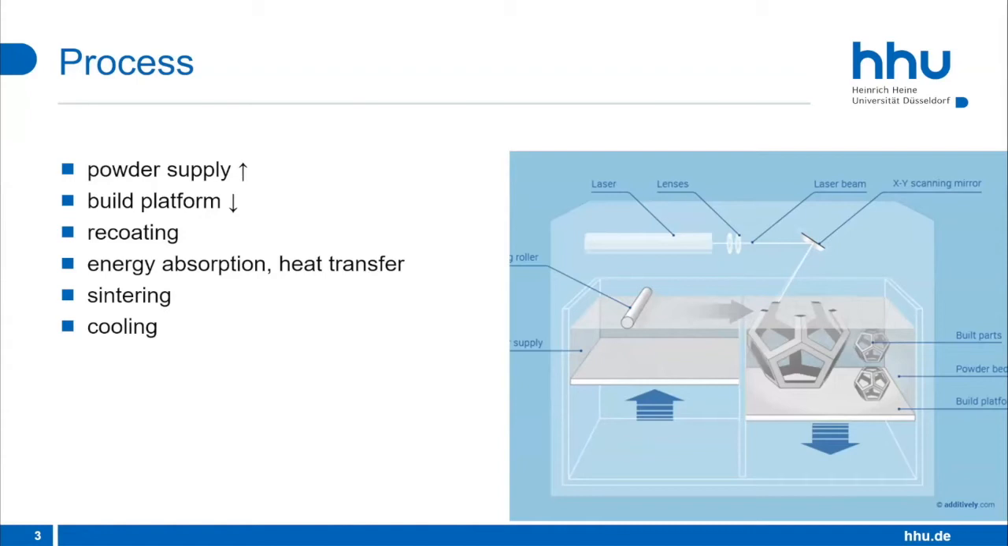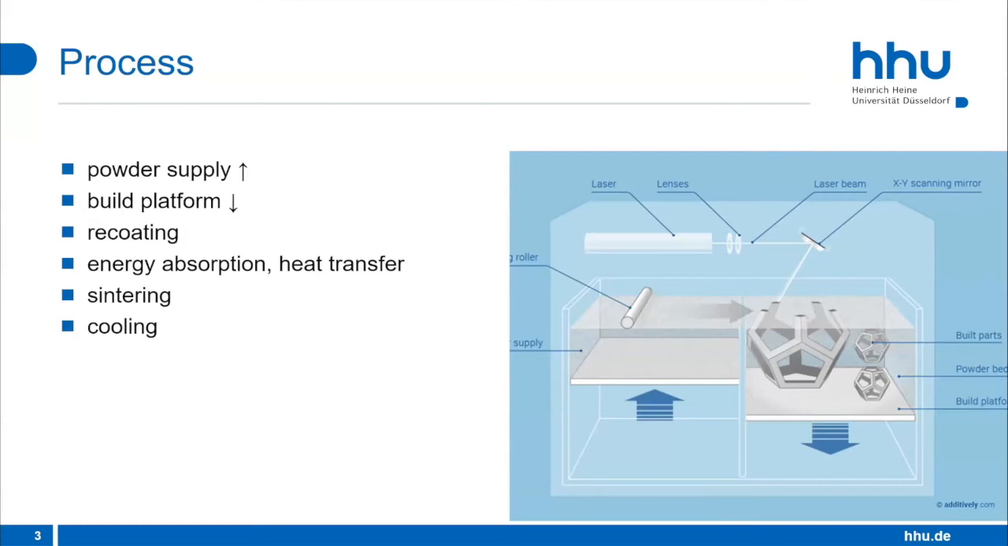So the general process looks something like this. To start a new printing process or to create a new layer, we move up the powder supply a little bit, as you can see here. We move down the build platform by the same amount or the same height, and then we recoat material. This means that recoating is the spreading of a new powder layer on the old, previously sintered layer.